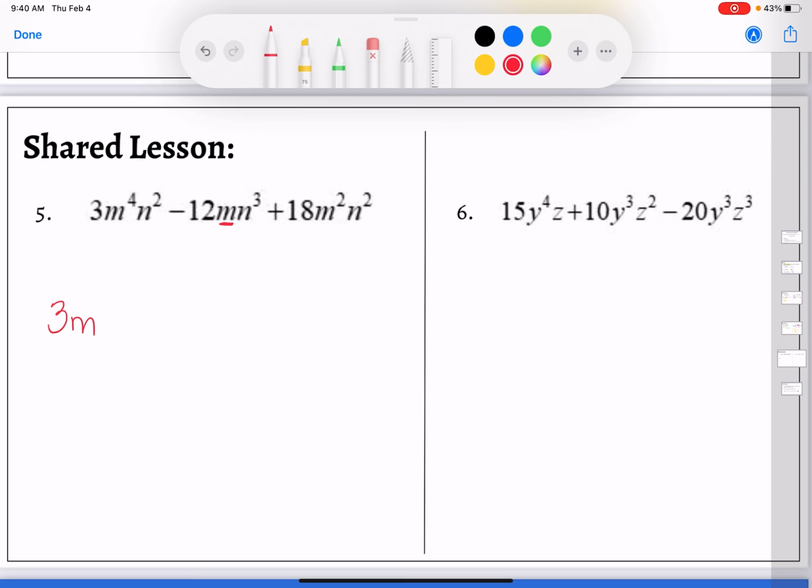I see that they all have an n as well, n squared, n to the third, n squared. So I can take out an n squared with my 3m. There is my greatest common factor. Notice in this one, there was a negative in there, but they weren't all negative, so I'm not going to take out the negative as my GCF.